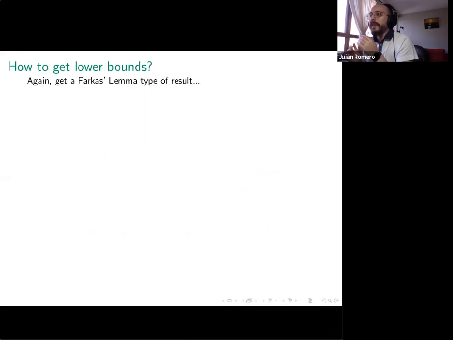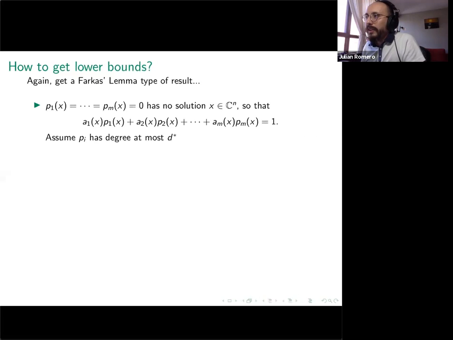So again, what I was saying is that we can use a Farkas lemma type of result. As with everything, we're taking duals and then duals and then duals. Suppose that I have a system of linear equations that doesn't have a solution, and I want to show that this equation requires the degree to be large enough. So I want these guys to be large enough.